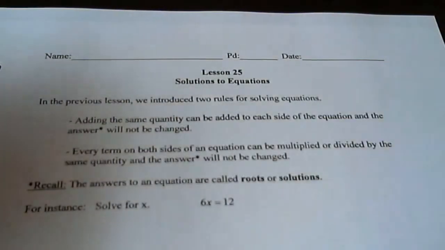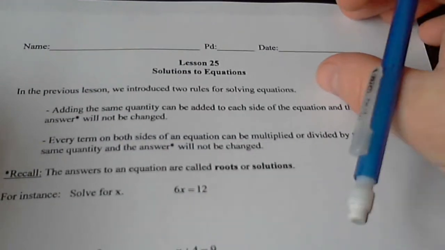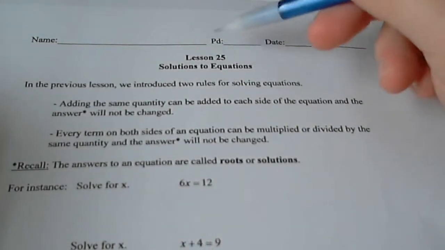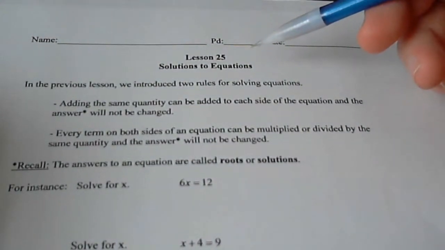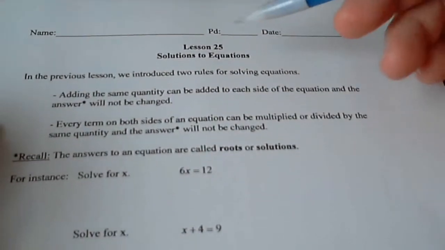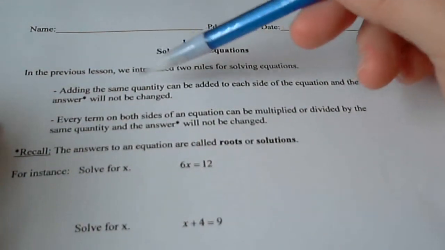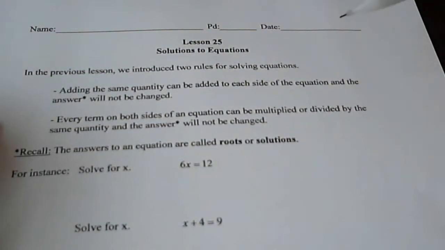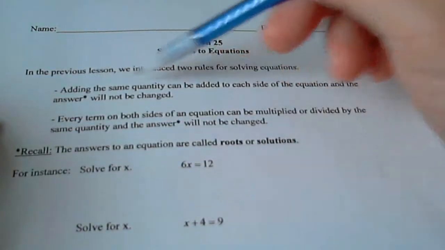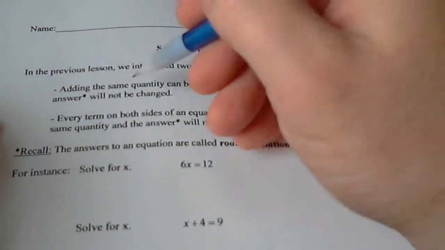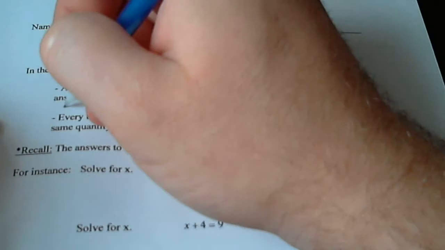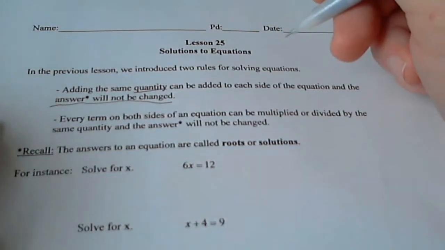Okay, we're here for lesson 25 and we're going to do 26 together with it, just because 25 sort of introduces 26. So what we need to remember is in previous lessons we introduced two rules for solving equations. If you add the same number, or the same quantity, to both sides of an equation, nothing has changed. The answer is not changed.